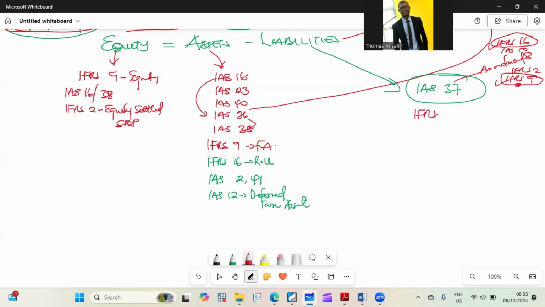So IAS 37 is a disturbing standard. Then we have IFRS 2, which is also, you remember, we have cash settled share-based payment. So the cash settled share-based payment is also a liability. Then, obviously, you have IFRS 9, the liability part. Of course, IAS 12 is also a standard that is affecting these things.